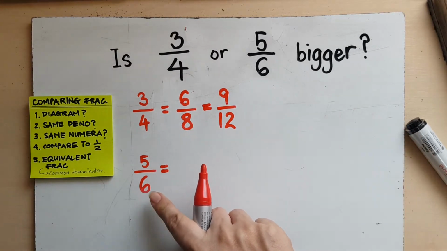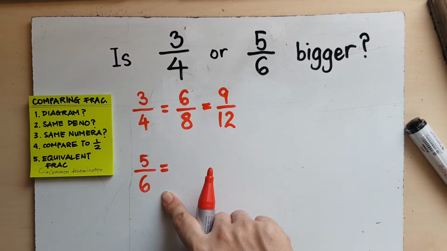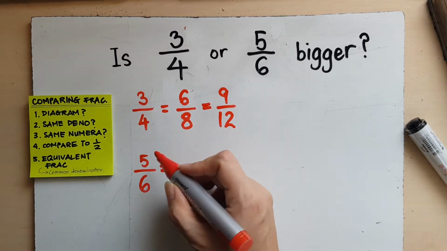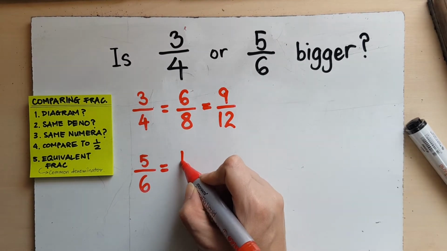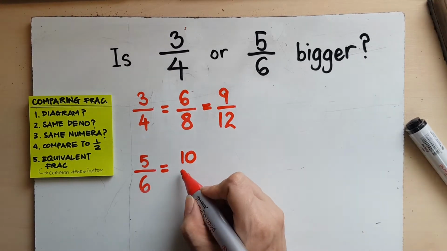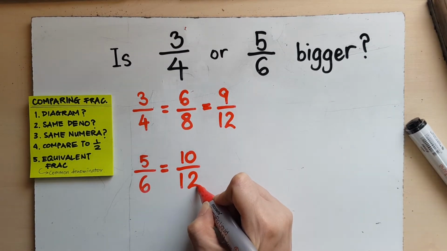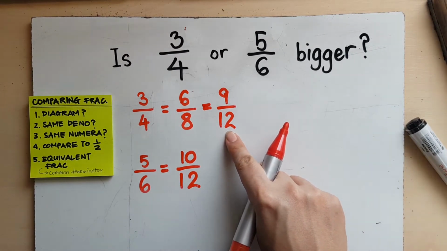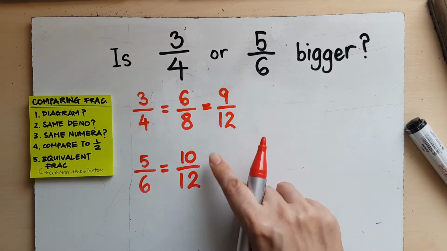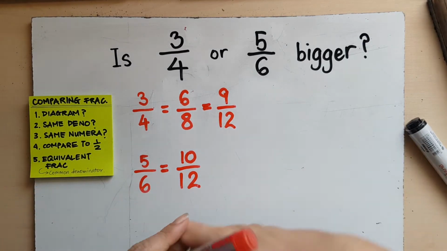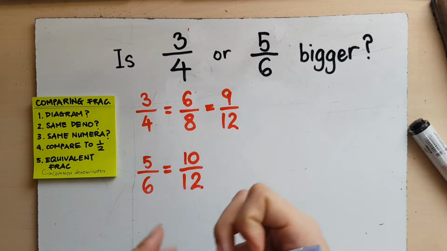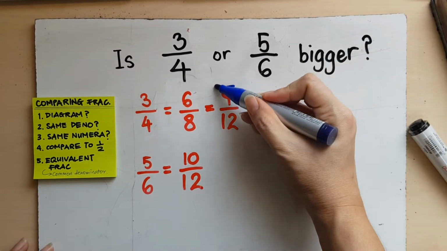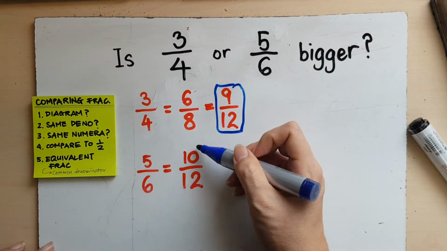Let's move on to 5/6. I'm going to list out all the equivalent fractions. The first one would be times 2, times 2. So 5 times 2 is 10, 6 times 2 is 12. And I'm going to stop because I see that I have a denominator of 12 here and a denominator of 12 there. So I'm going to compare this fraction with that fraction.